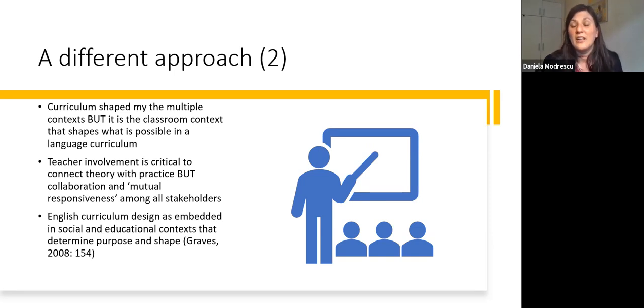The second approach is the one you may have read in the article I uploaded in Moodle. It refers to a social contextual approach, which in a certain way reinforces what we've talked about during this class. The curriculum is shaped, or an ideal curriculum should be shaped, by the multiple contexts in which the learning happens. But it should be connected with the classroom, because it's the classroom that actually shapes what is possible in the curriculum.